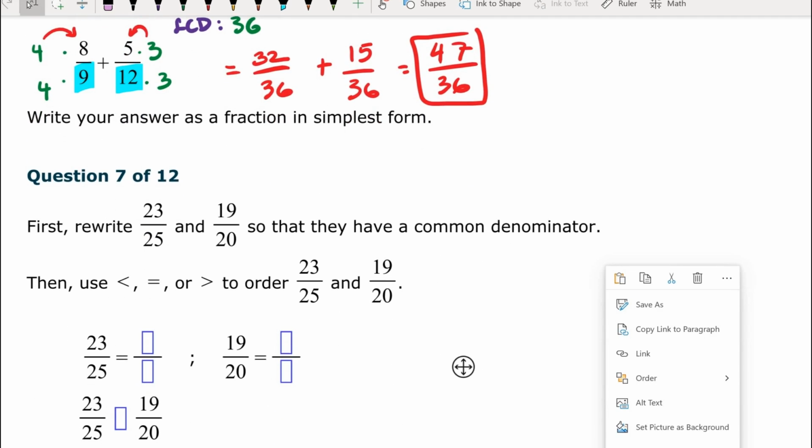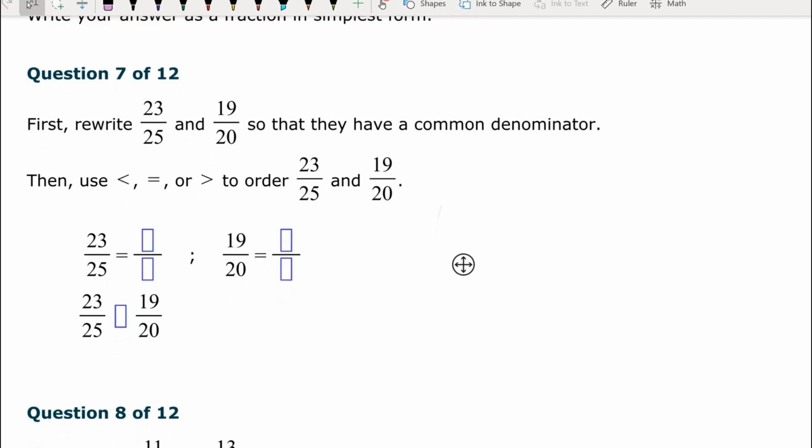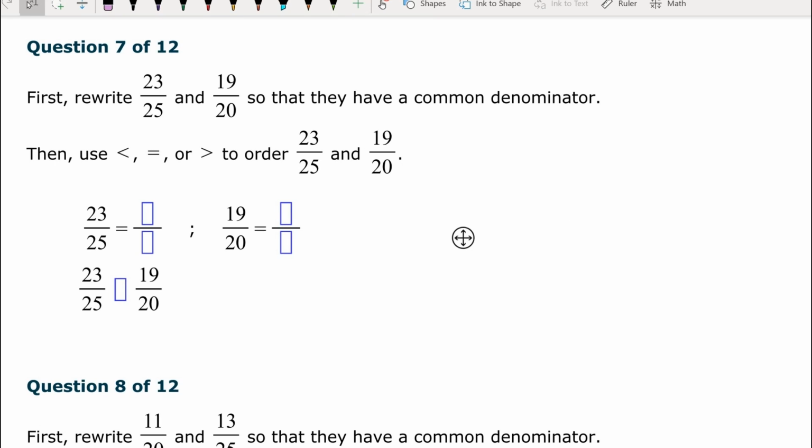Alright, number 7. Problem 7: first rewrite 23 over 25 and 19 over 20 so that they have a common denominator, then use less than, equal to, or greater than to order 23 over 25 and 19 over 20. Alright. So the least common denominator of these would be 100, right?